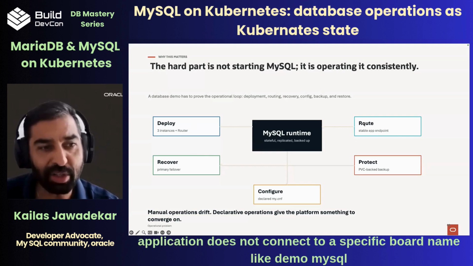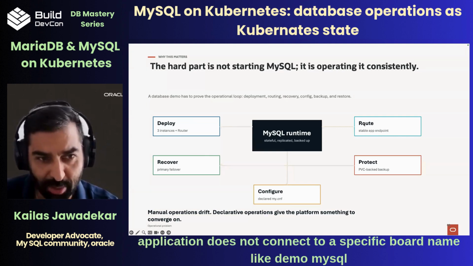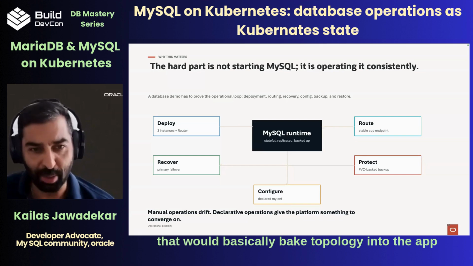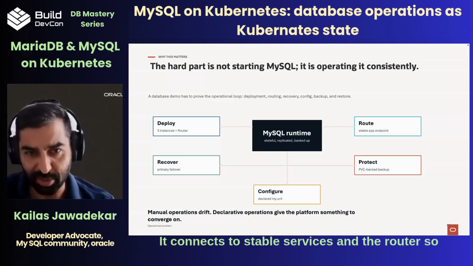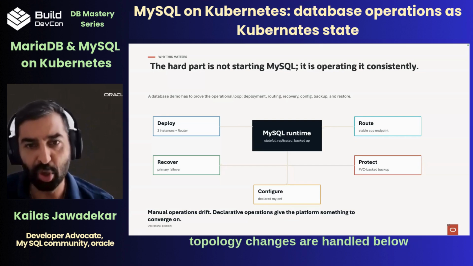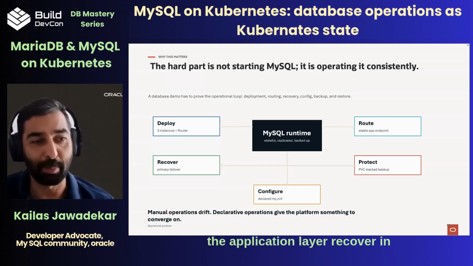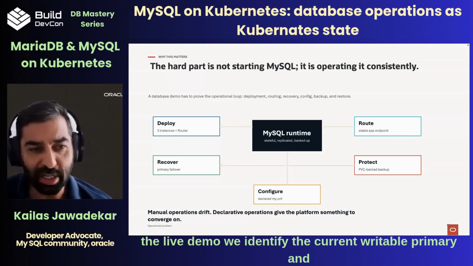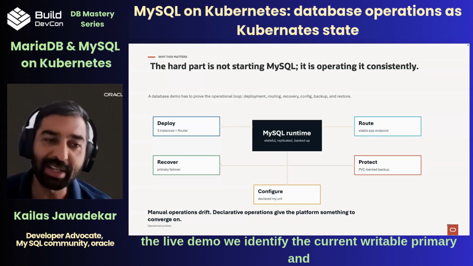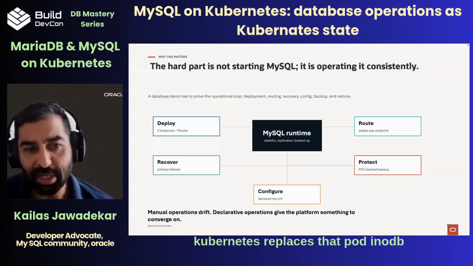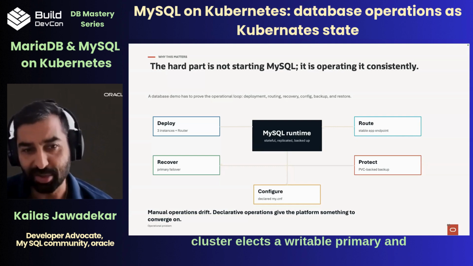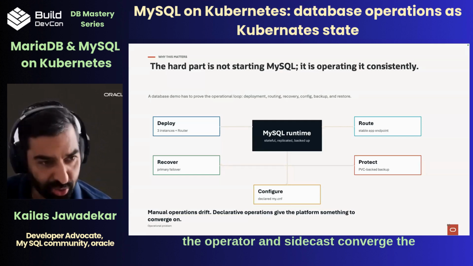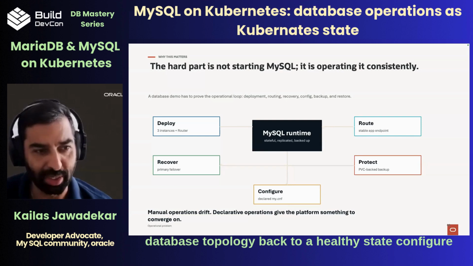Route. The application does not connect to a specific pod name like demo-mysql-0. That would basically bake topology into the app. It connects through stable services and the router. So topology changes are handled below the application layer. Recover. In the live demo, we identify the current writable primary and delete that pod. Then Kubernetes replaces that pod. InnoDB cluster elects a writable primary, and the operator and sidecars converge the database topology back to a healthy state.